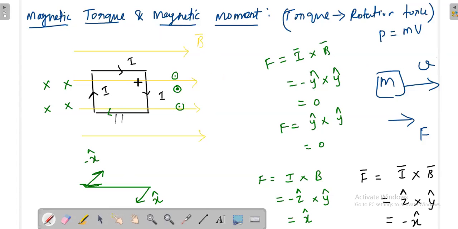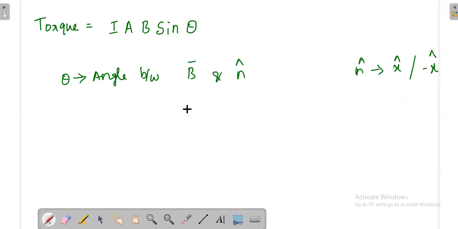Clearly, this is in the YZ plane and this is the x cap vector. Definitely the angle is 90 degrees. So in our case theta is equal to 90 degrees. Whenever it is 90 degrees, you will get the maximum torque.